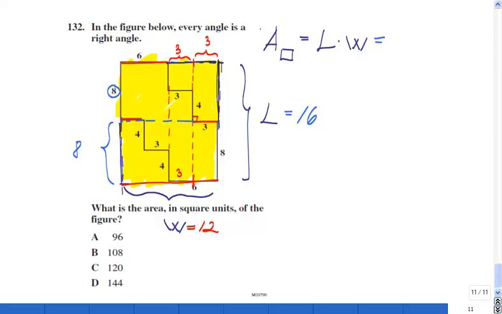So I can say that the area of the big yellow rectangle is going to be 12 times 16, right?